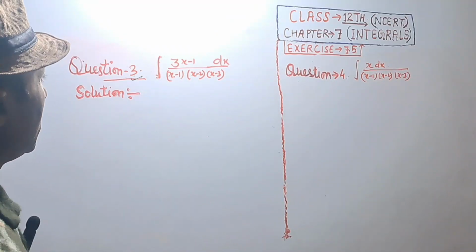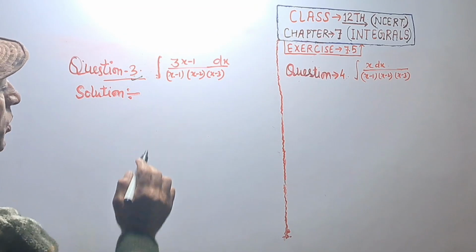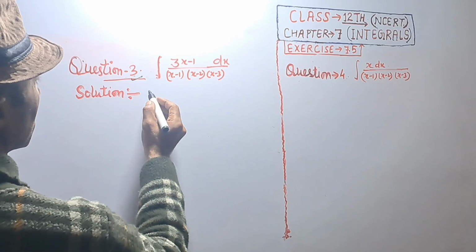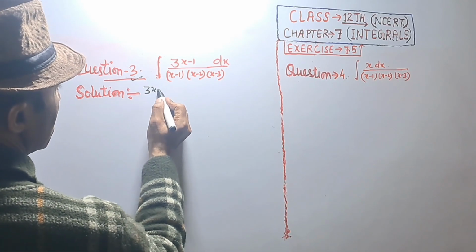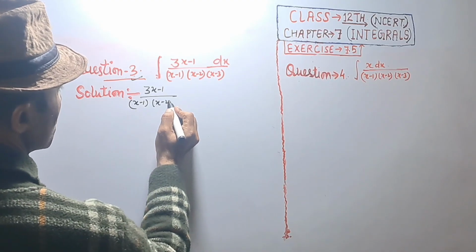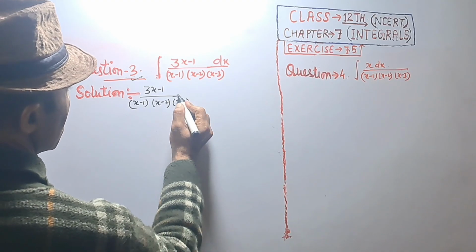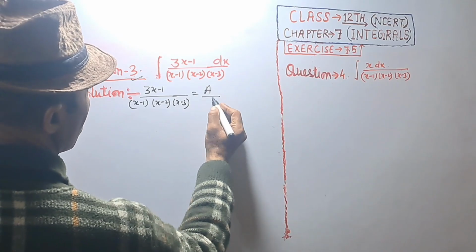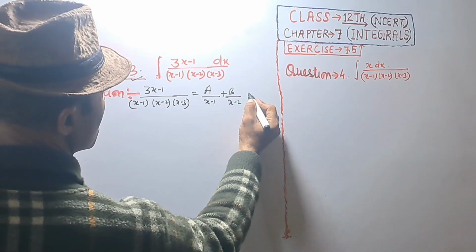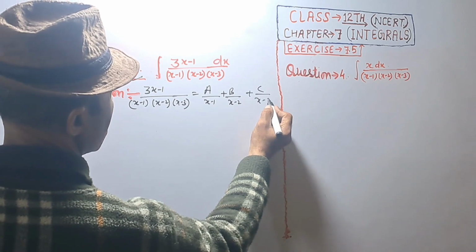Question number 3. Integrate (3x minus 1) upon (x minus 1)(x minus 2)(x minus 3) dx. Let (3x minus 1) upon (x minus 1)(x minus 2)(x minus 3) be equal to A upon x minus 1 plus B upon x minus 2 plus C upon x minus 3.